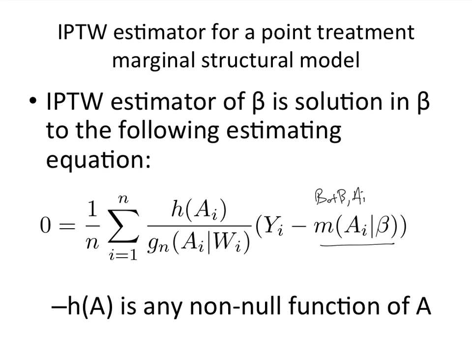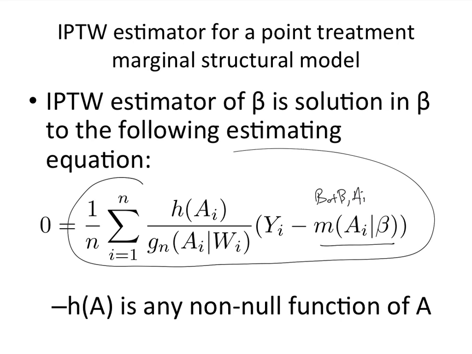And then this estimating equation is trying to solve this equation here with regard to the beta, right? So you're finding the betas for which this sum will be equal to 0. And then again, you have this weight here. Now you have this h thing we have to worry about. And again, it can be any non-null function of a. So any function of a, but we'll talk about the specific ones that are used in practice.